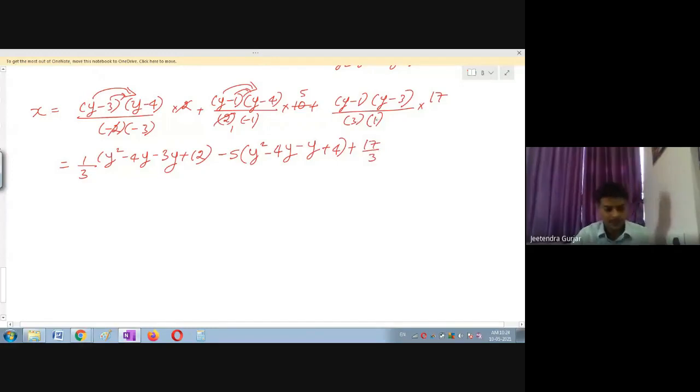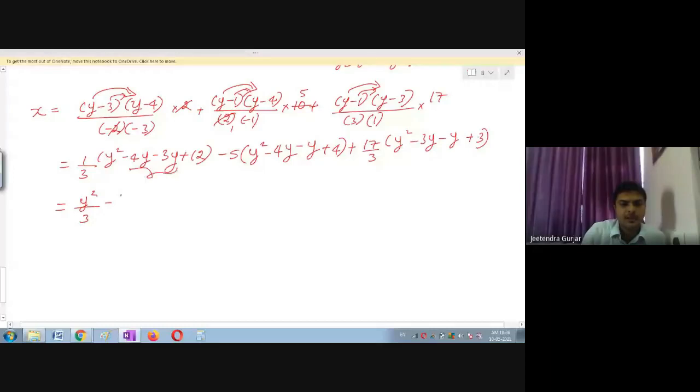3 into 1, I will take here 3, and this is 17. I will take again y and multiply inside this bracket. Y into y is y square, minus y into minus 3 is 3y, and now I will take minus 1 and multiply inside this bracket, minus y, and this is plus, minus into minus will become plus 3. So now you just simplify this. So I think I will get this 3 inside this bracket. Therefore y square upon 3 I will take, minus, here you can see 4y minus, this I will combine. So it is going to become 7y divided by 3.